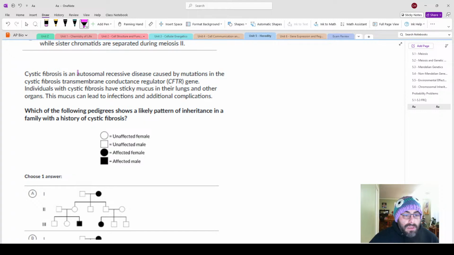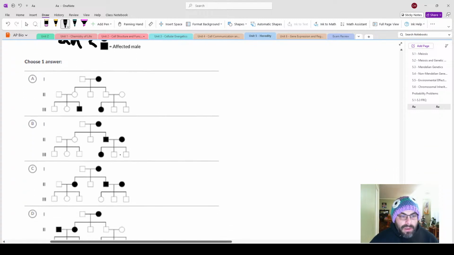Okay. It's autosomal, meaning it's not sex-linked, so stop it with your X's and Y's. And it's recessive, meaning that only recessive individuals will show it. And so what do I know then? Anything that is shaded is going to be little a, correct? The unshaded ones can be either big A, or big A, little a. Yeah, that little a is a lot bigger than that big A. Okay, so let's find out which one of these is correct.